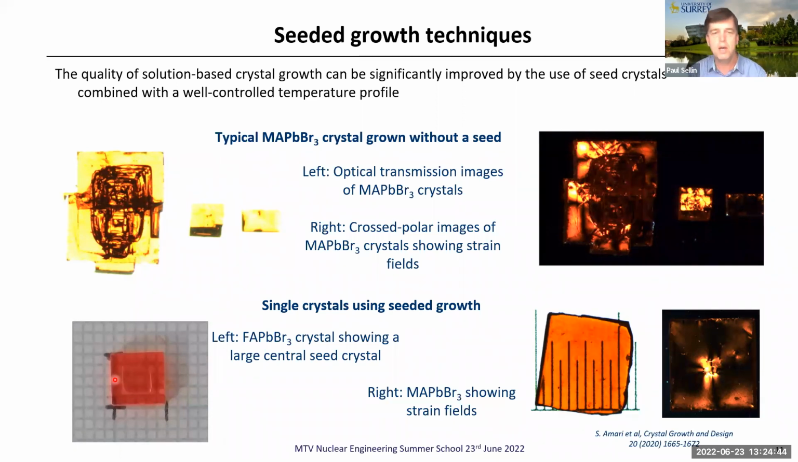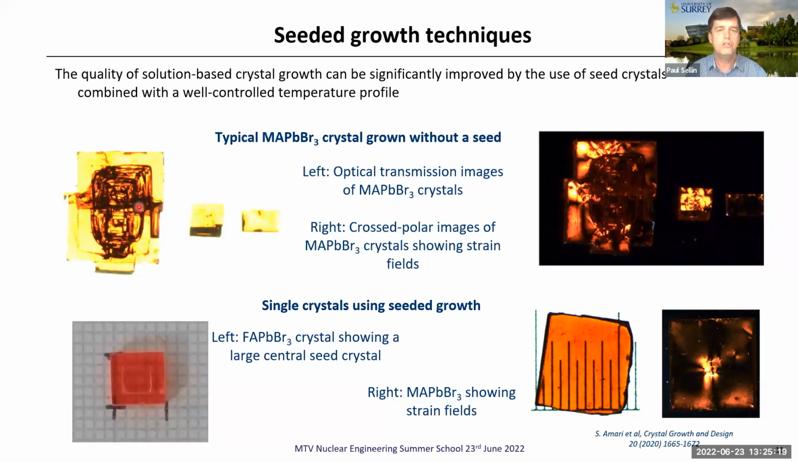Cross-polar microscopy is a very useful tool to look at stress in the material. Here's a nice example taken from this publication by Amari, who are the group at Leti in Grenoble. They've done some nice work on MA lead bromide. They've shown here regular optical transmission images. You can see there's very nice material around the edges of this crystal, and there's something very strange and possibly rather horrible going on inside the middle.